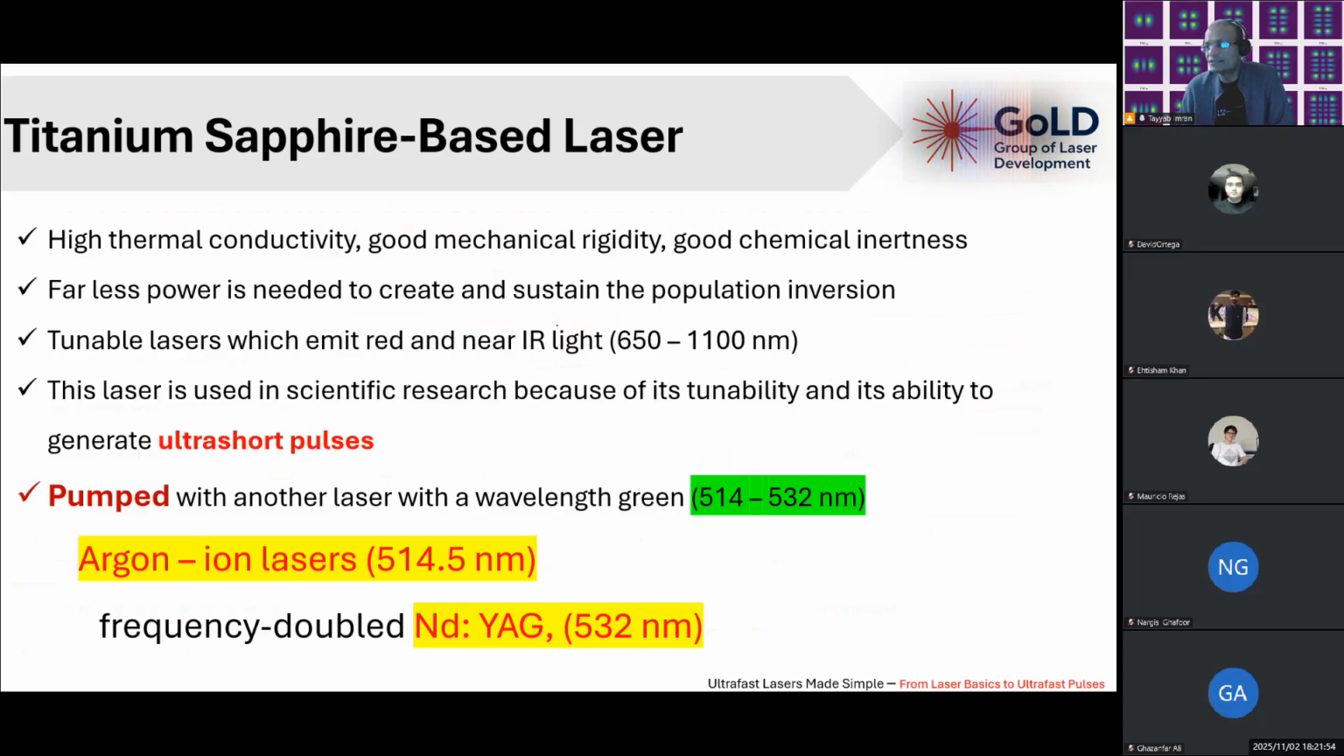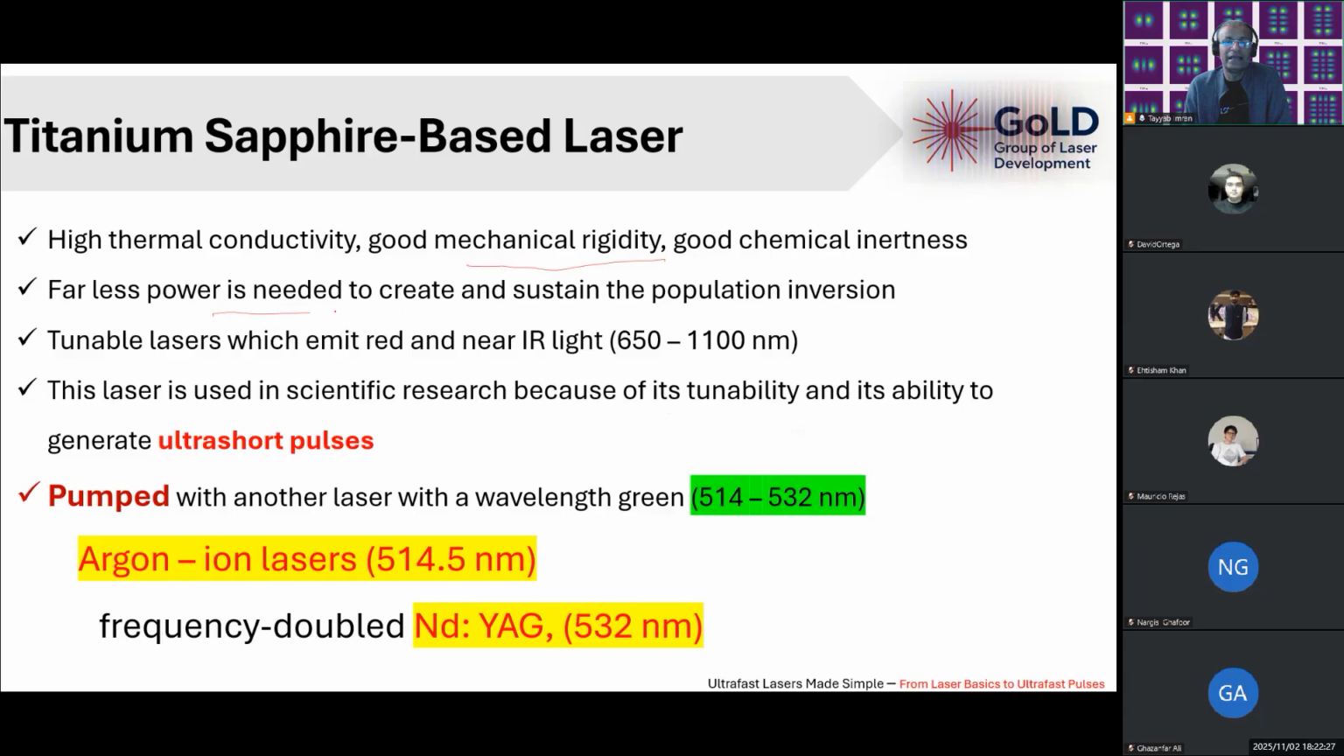It has high thermal conductivity, good mechanical rigidity, and good chemical stability. The advantage of this one is that it does heat up, but it doesn't break down its crystal structure after heating. We need a cooling system, but it's still a very good thermal conductor, and it has good mechanical rigidity. It's not easily broken.